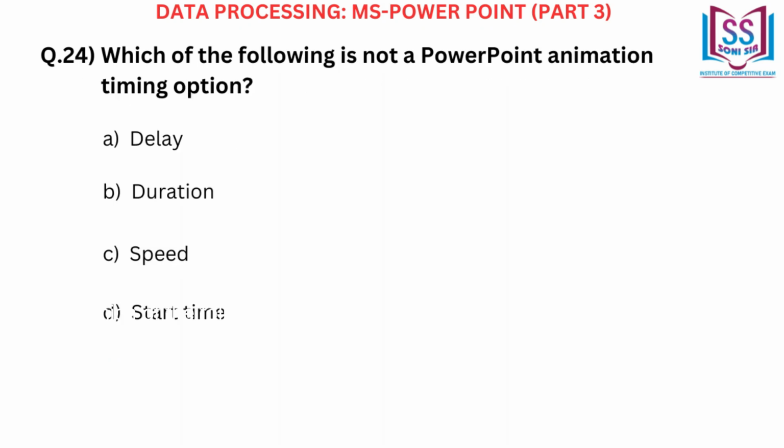Which of the following is not a PowerPoint animation timing option? A. Delay. B. Duration. C. Speed. D. Start time. Correct answer C. Speed.